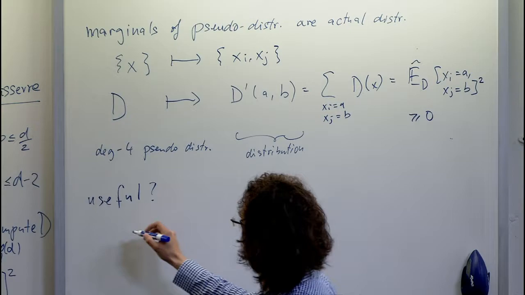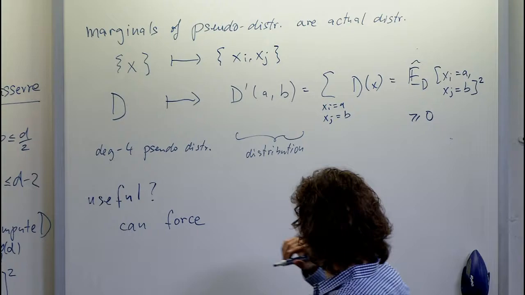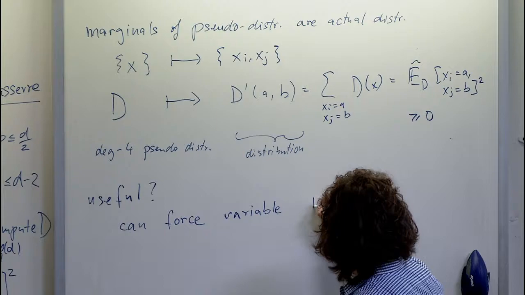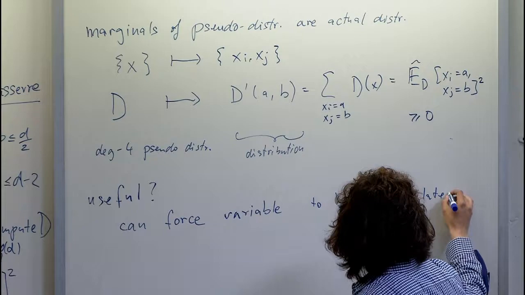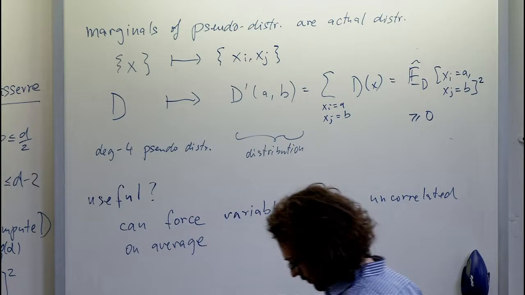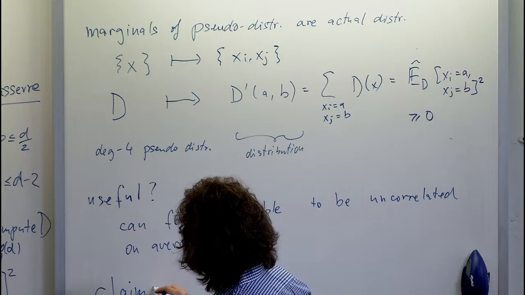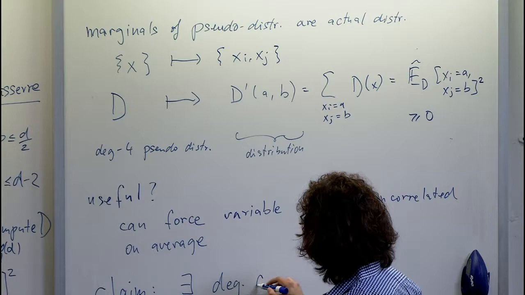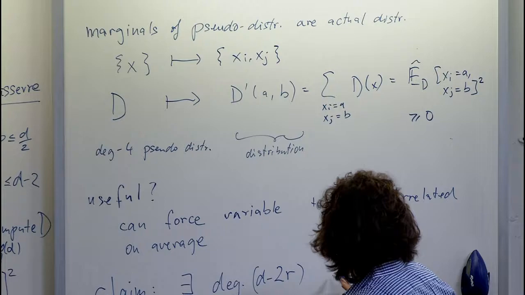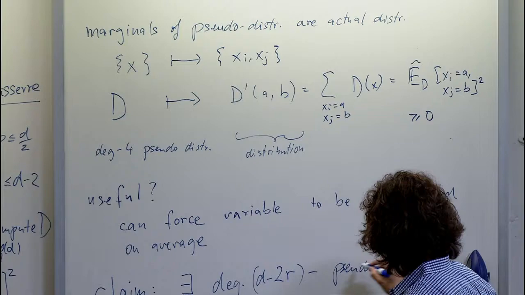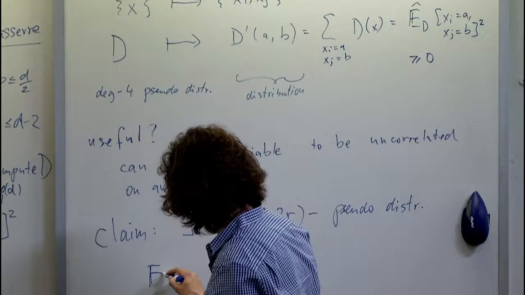So you can force the variables to be uncorrelated on average. What does it mean more precisely? That means that if you have a pseudo distribution of degree d that satisfies these properties, then we claim that there exists a degree d minus 2r pseudo distribution where the variables are uncorrelated on average.